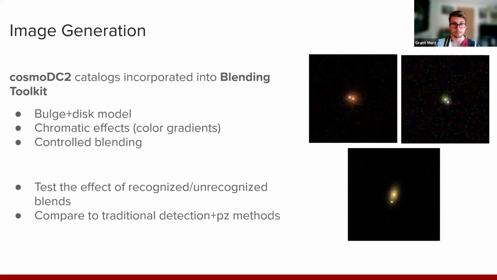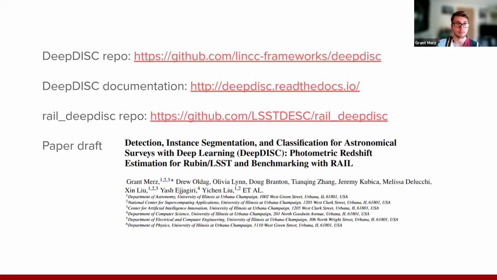And so we plan to basically produce sets of these blends and test the effects of how much blending, whether it be recognized or unrecognized, affects photo-Z estimation of both DeepDISC and then traditional catalog-based methods. So we have the repositories up, documentation, and a paper draft going.